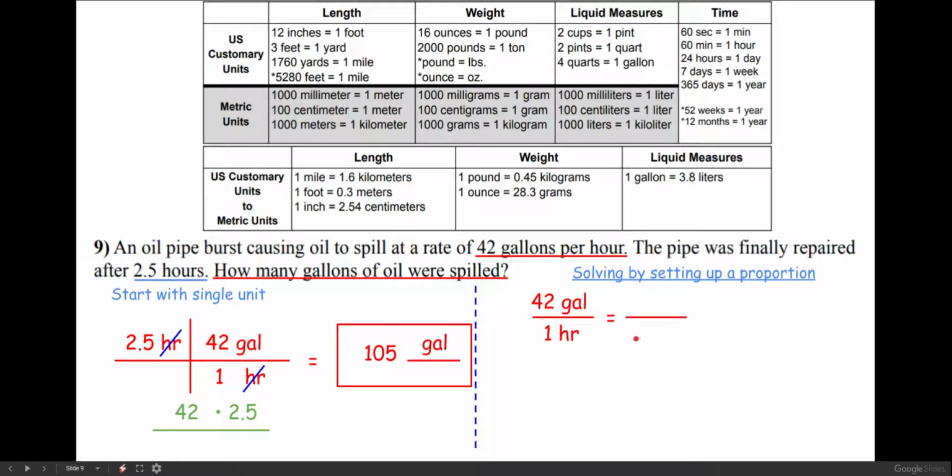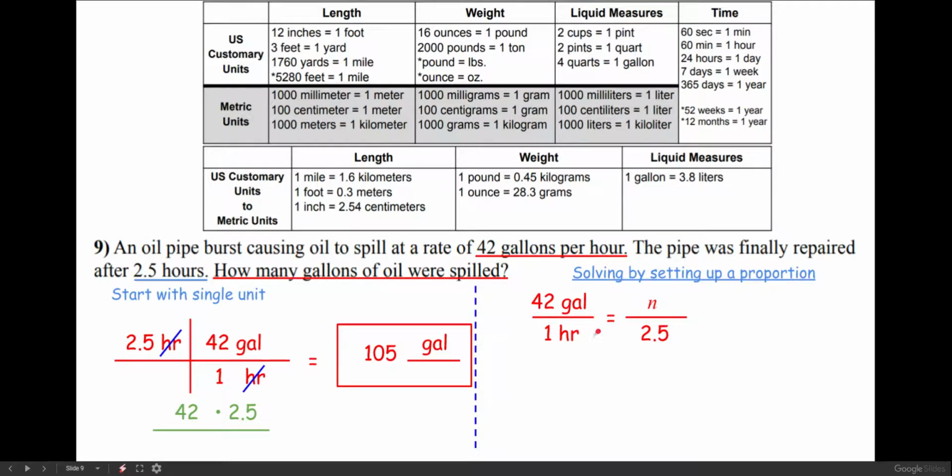Well, it's like the opposite of what you've been doing with the table where you want to cancel. For a ratio, for a proportion, you don't want to cancel. You want to keep things organized. So anything related to the gallons would go on top. Anything related to the hours would go on the bottom because I put hours on bottom. So 2.5 hours, that would go on the bottom. And how many gallons were spilled? Well, I don't know. So I'm going to put an N, which is a variable. It's a mystery number. It's a number I don't know. And from here, we have 42 gallons per 1 hour equals N gallons per 2.5 hours.